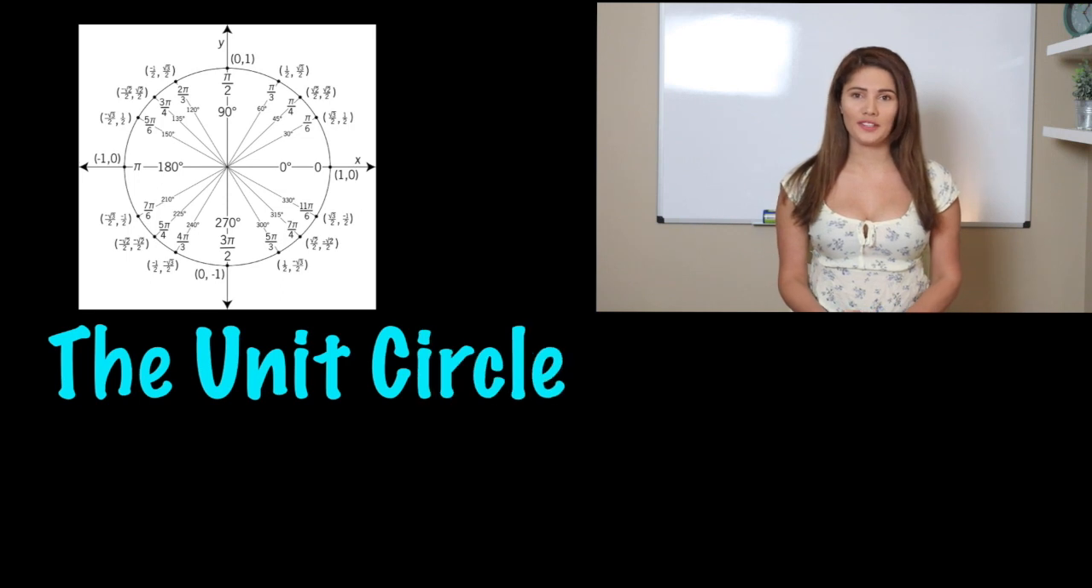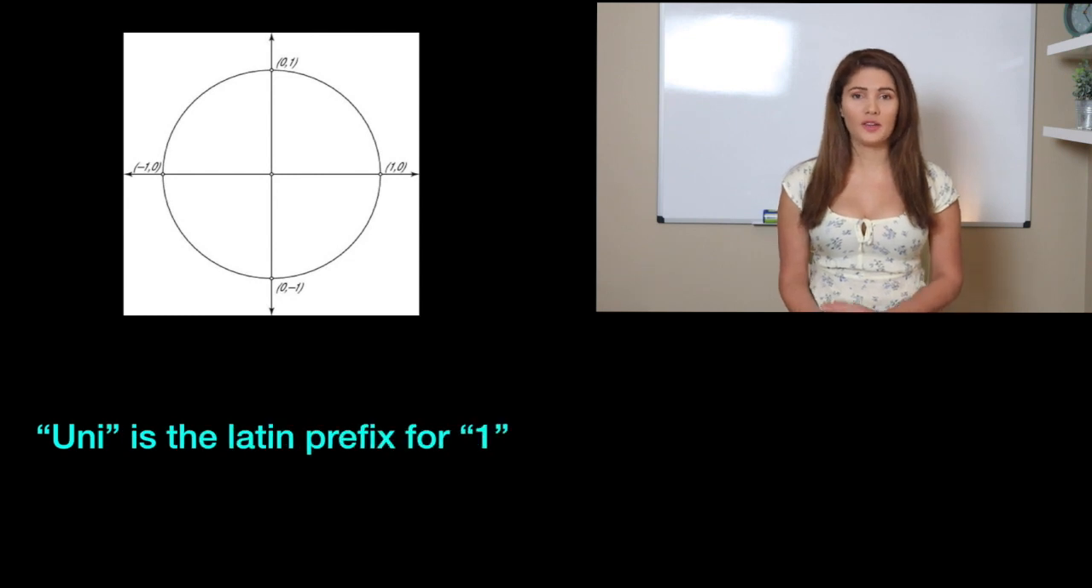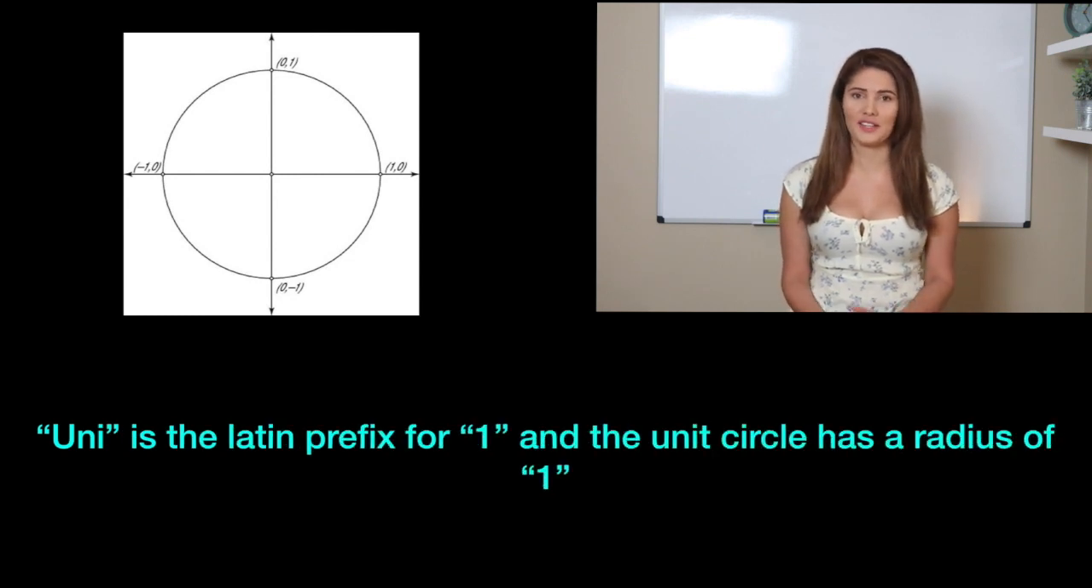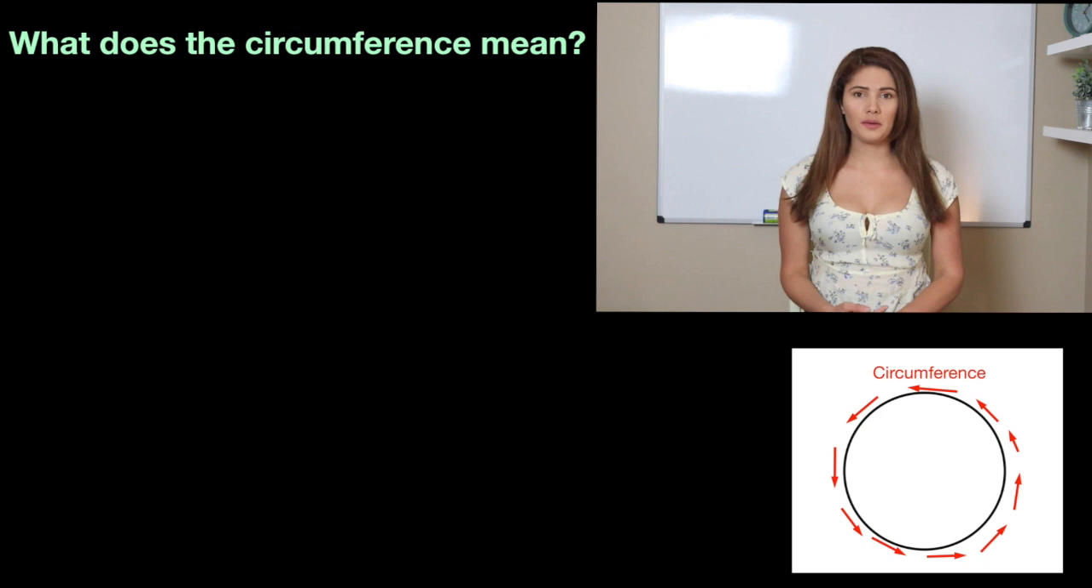Today I'll be going over the unit circle and different aspects of it to help you better understand it. Uni is the Latin prefix for 1 and the unit circle has a radius of 1, so it only makes sense. When we're dealing with the unit circle, we deal with the circumference.